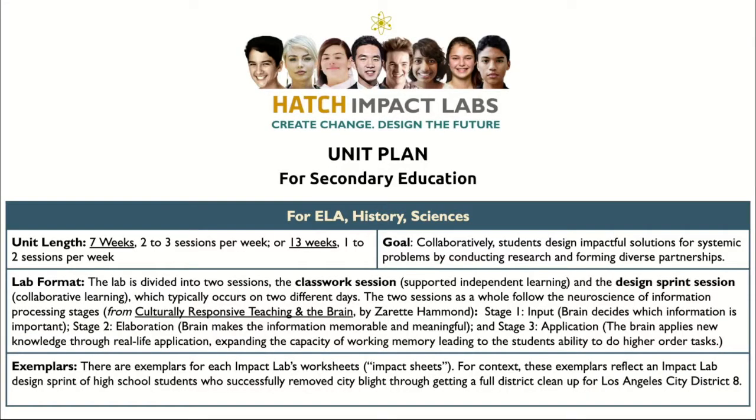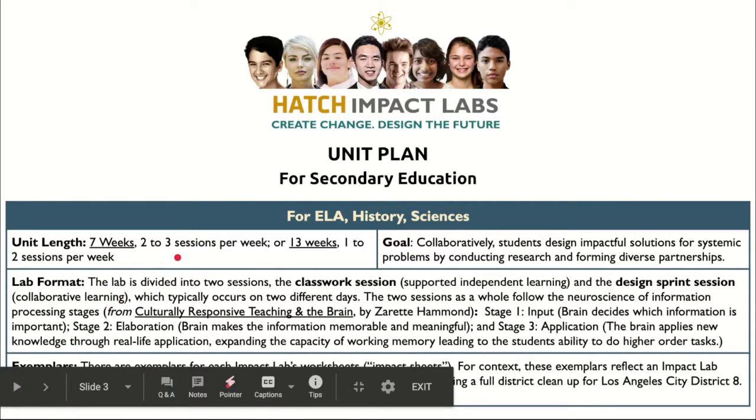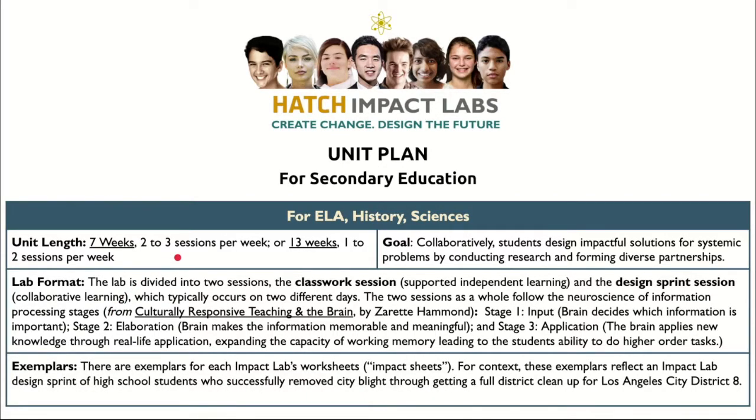So let's take a look at the different elements of the actual unit plan. So unit plan, again, we're looking at 7 weeks to 13 weeks. 7 weeks, if you're conducting 2 to 3 sessions per week. And when I say sessions, I mean if you're conducting one in school research and design, and then the other would be the actual design sprint. So that, or if you're just doing this once per week, then it extends to 13 weeks.